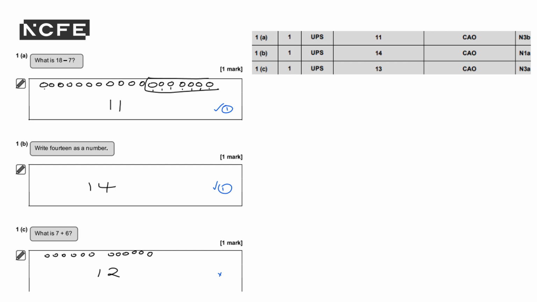So it's quite straightforward, really. For these particular underpinning skills questions, the CAO means correct answer only. So we will only accept 11, so 1A is correct, 14, so 1B is correct, and 13, so 1C is not correct. It looks like our learner has tried to use a method of drawing little circles and adding them up, but perhaps they've miscounted, or it looks like they haven't drawn enough circles actually.